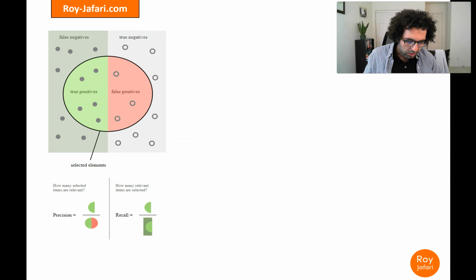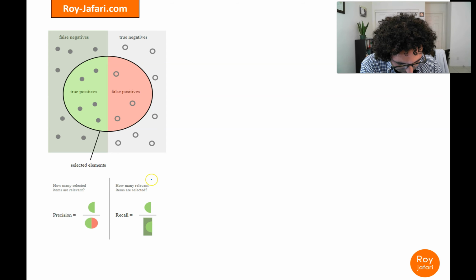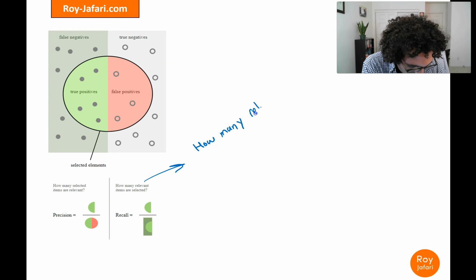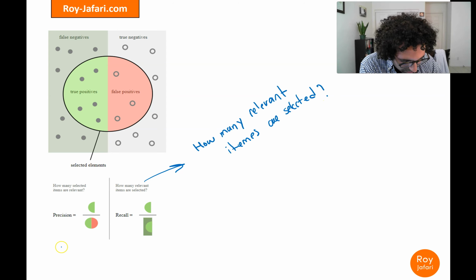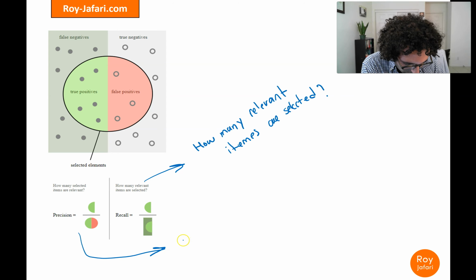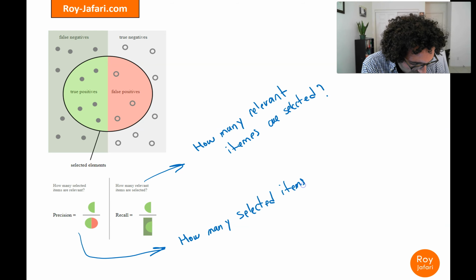So if we look at this slide, it says recall, the same as sensitivity, is how many relevant items are selected. But precision says how many selected items are relevant. Pay attention to the wording.